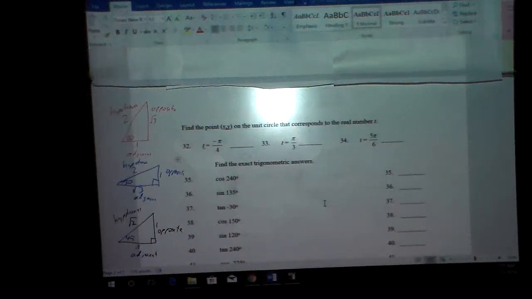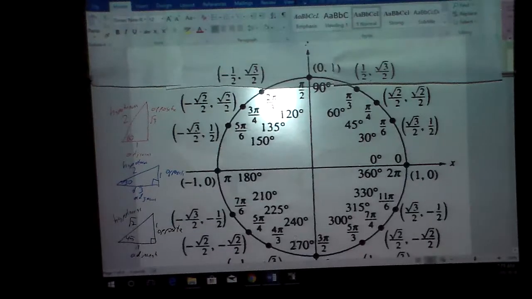All right, this next point says find the point x, y on the unit circle that corresponds to the real number. The first problem we're looking at is negative pi over 4. So the first thing I probably want to do is pull up a unit circle. Notice pi over 4 is right here. This one does not have a negative pi over 4, but if I rotated this far up positive, I would rotate this far down negative, which would put me right here at 7 pi over 4, which is coterminal to negative pi over 4.